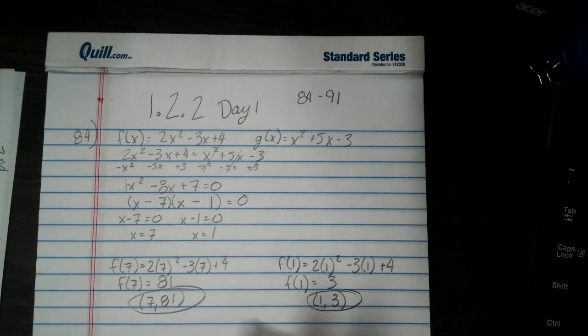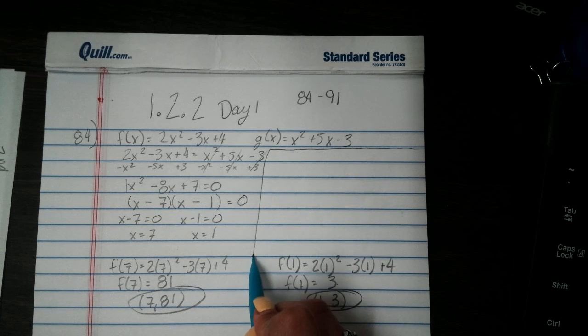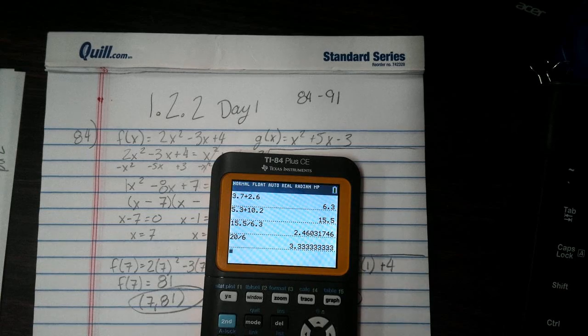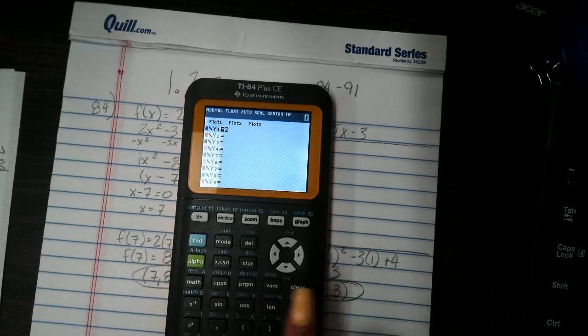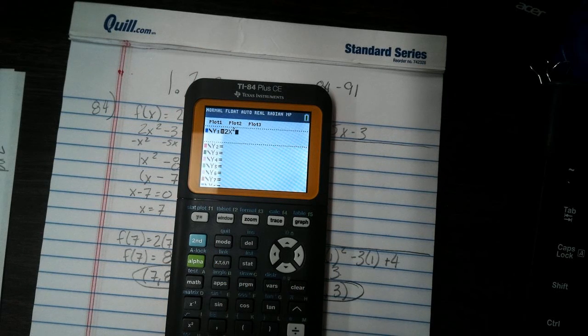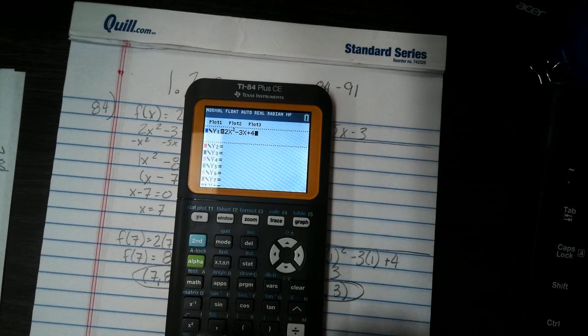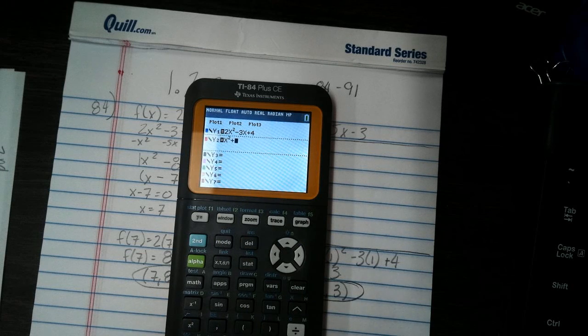Then if you wanted to graph this in Desmos or in the graphing calculator, you can do the exact same thing. It's just a little bit harder because sometimes the numbers are a little bit bigger. So we have 2x squared minus 3x plus 4. And then your other equation is x squared plus 5x minus 3. And then hit graph. There's my blue one. And there's my red one.